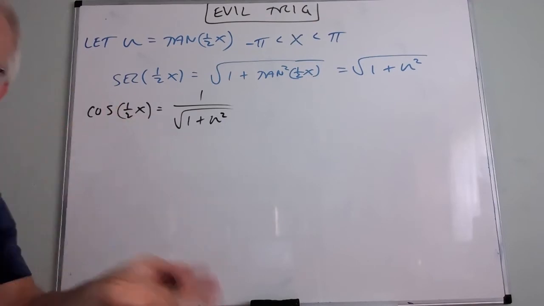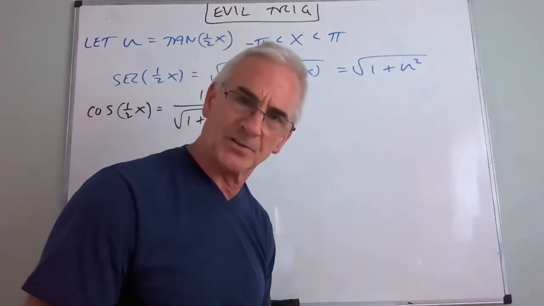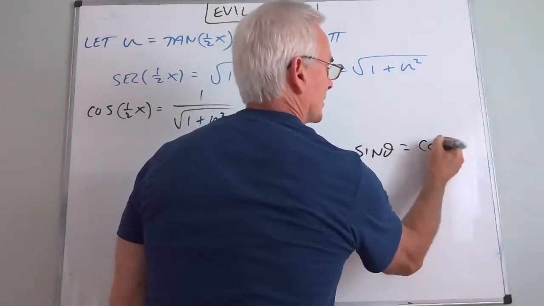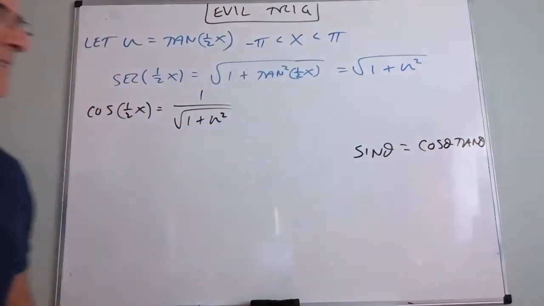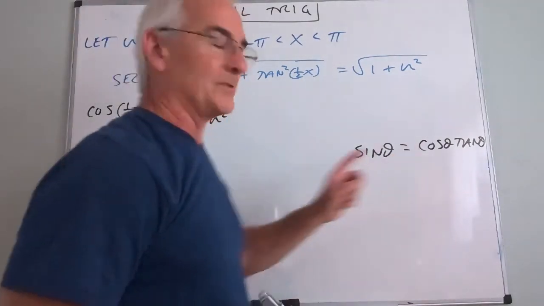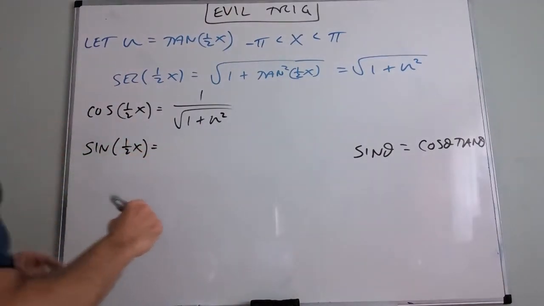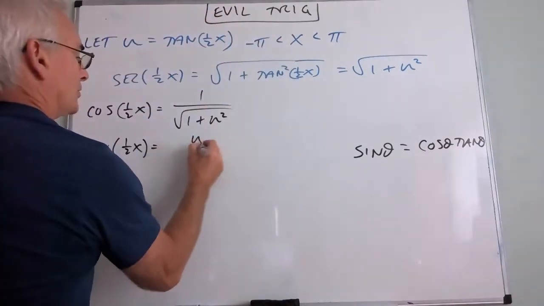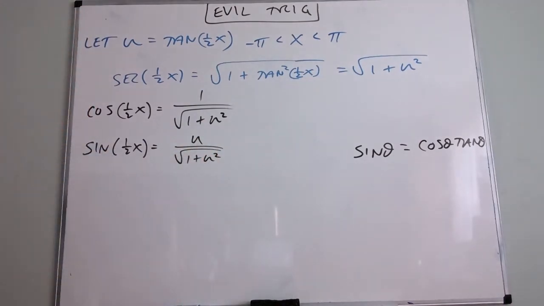Now, what's the relationship between sine, cosine, and tangent? You know that the tangent is the sine over the cosine. So in general, what's the sine theta? Wouldn't that be the cosine times tangent? Right? If tangent is sine over cosine, then sine is, do you agree with that? So therefore, what's the sine of 1/2 x? It would be this times this. So now I'm at u over 1 plus u squared. I just multiplied cosine times tangent.